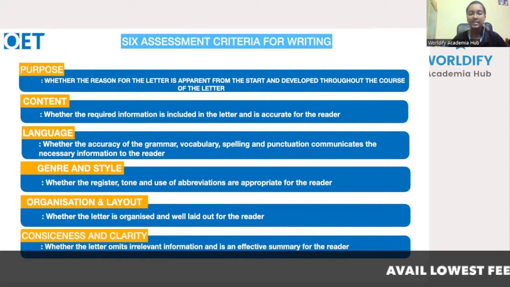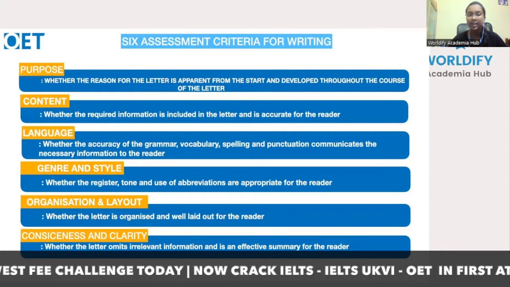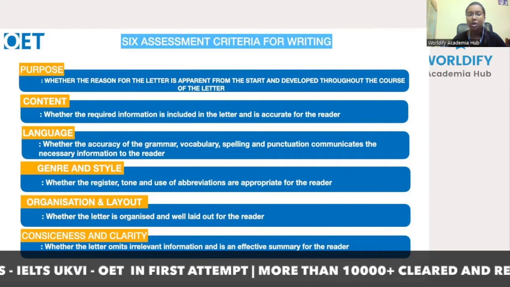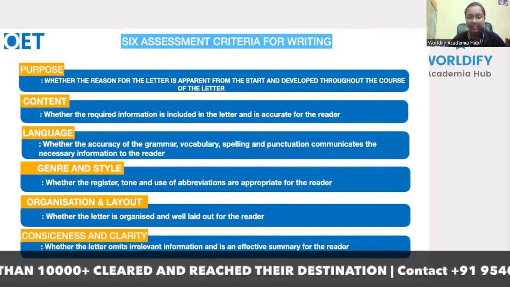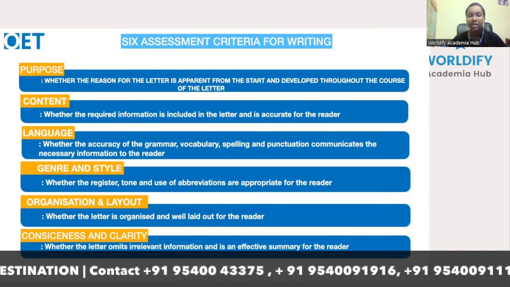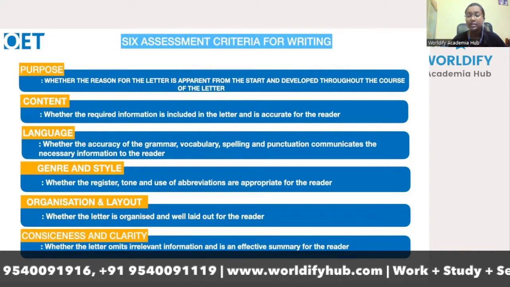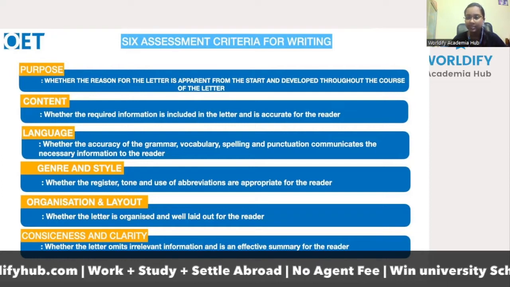Next one is language. In language, they check your grammatical accuracy, the way you use your vocabularies, spelling mistakes. Okay, is there any spelling mistake, punctuations? All these things play an important role with your language. Next is genre and style. In genre and style, we check whether you use abbreviations, and whether the abbreviation is acceptable or not. Is it appropriate to the reader? Okay, so the tone, everything will be assessed in genre and style.